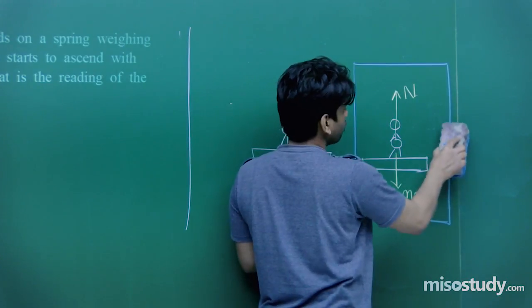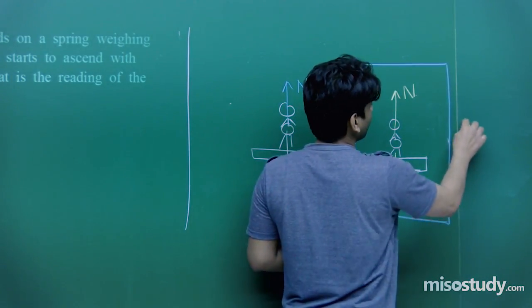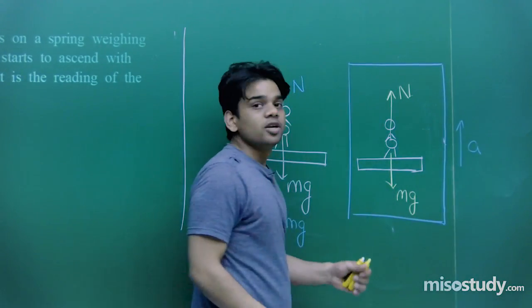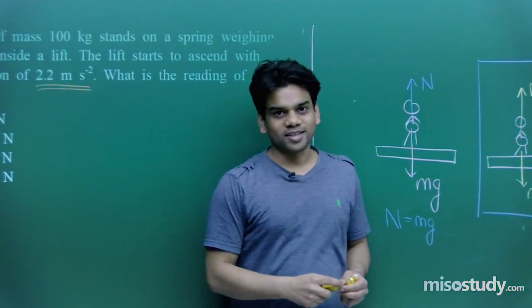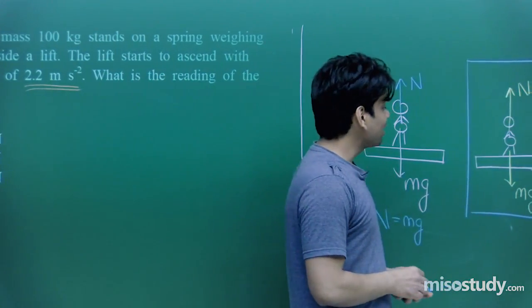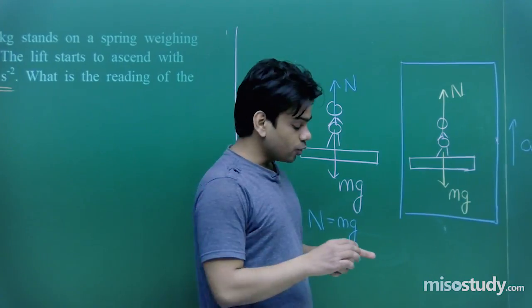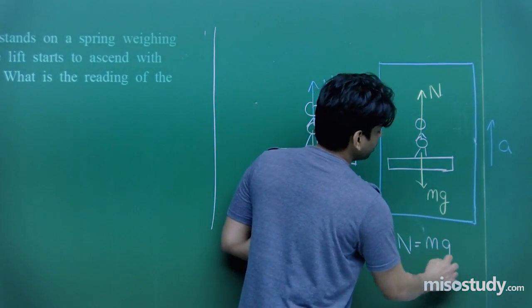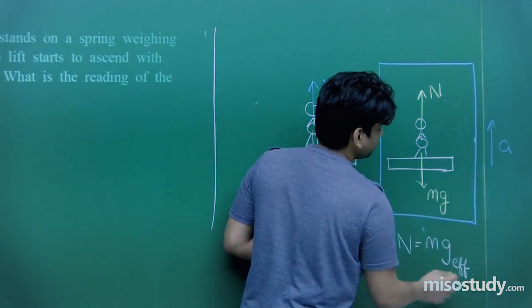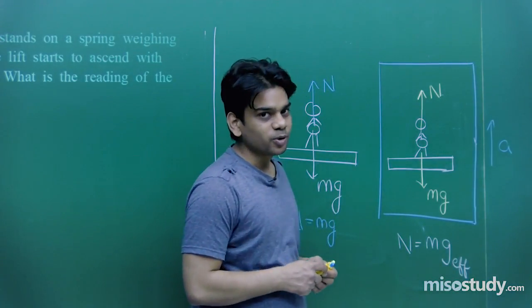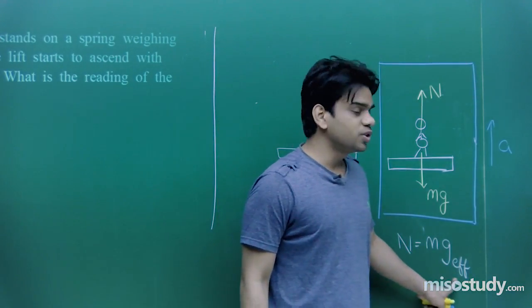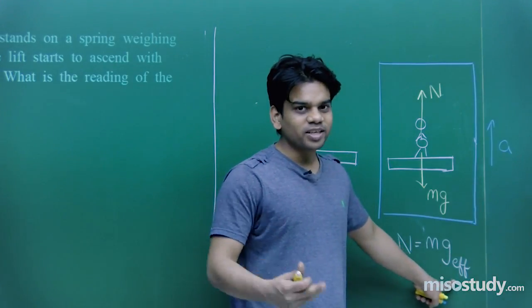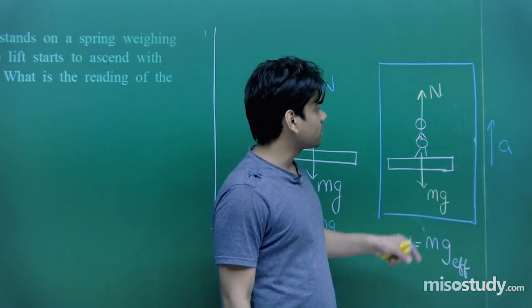It's given that it has an acceleration in the upward direction, a, that is 2.2 meter per square second. We'll go ahead with that. First of all, let me tell you, the normal reaction will be equal to m into g effective. Understand this first. I have used the term g effective, that is the effective g that is actually acting on this man.